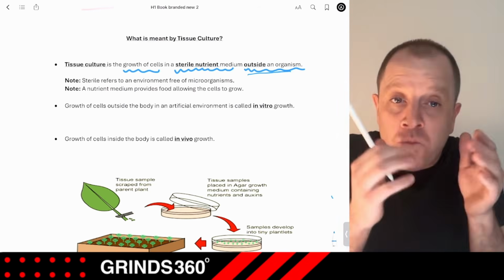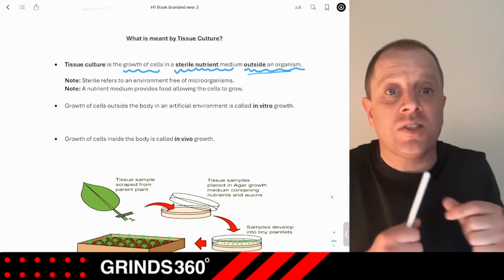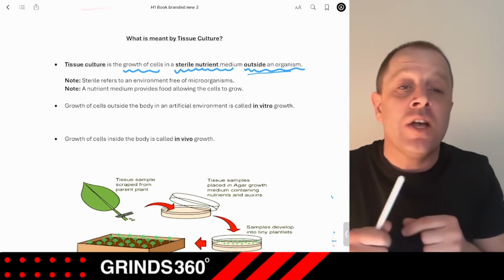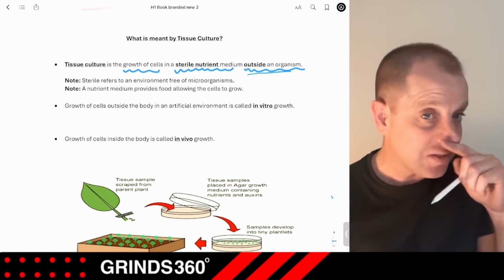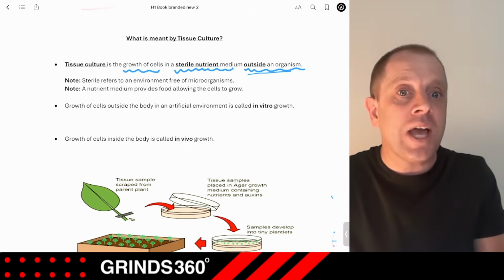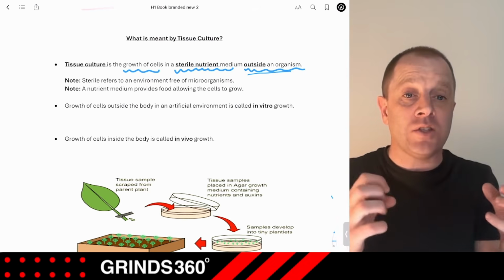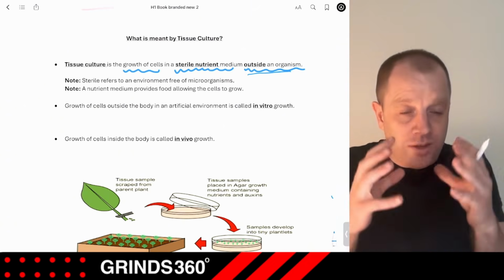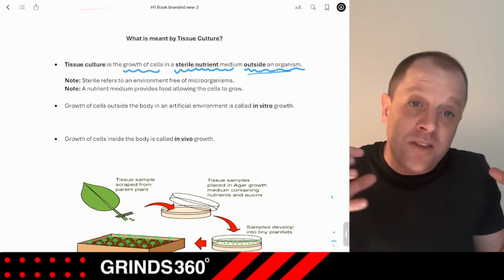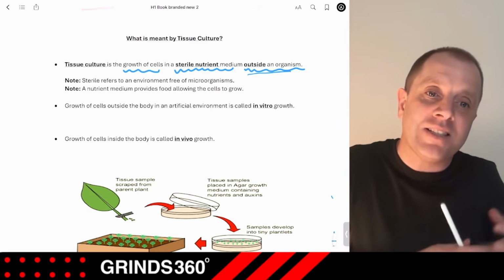Now, what they can do instead is this. They can grow skin cells in a sterile nutrient medium outside the organism, so they can take healthy skin cells from that person's body and grow them in a lab in a sterile nutrient environment. Those skin cells will then divide by mitosis and form new skin cells. You have to give the right environment for those skin cells to do that, but we can grow skin cells and then use them as the skin graft.